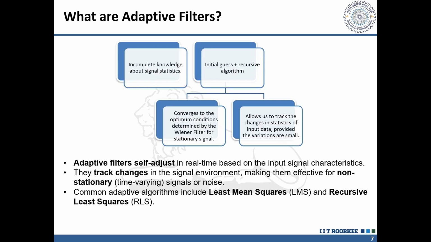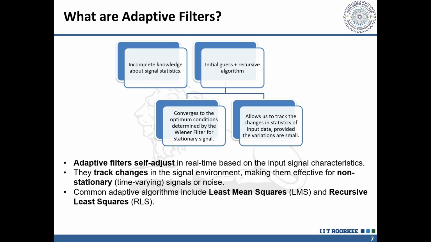Now, I'll try to explain what an adaptive filter is as simply as possible. When we have incomplete knowledge about signal statistics, using an initial guess and a recursive algorithm, we can come up with an adaptive filter. An adaptive filter will then converge to the optimum conditions that are determined by the Wiener filter, given that the signal was stationary. If the signal is non-stationary, as is the case in most signals, this will allow us to track the changes in statistics of the input data, provided that the variations are small.